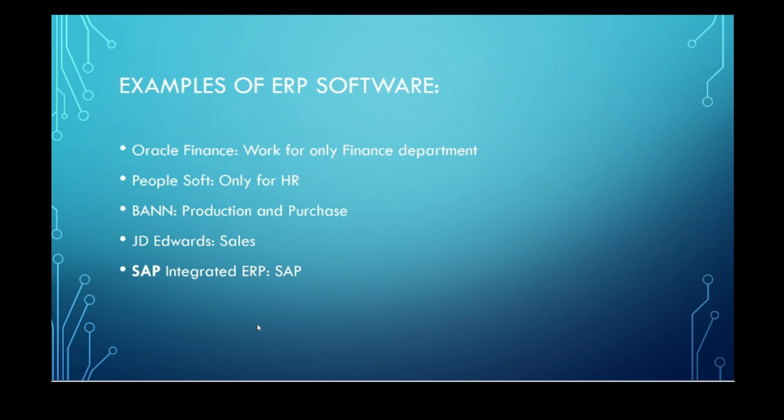So, for example, if we take any organization, they implemented Oracle Finance for the finance department, PeopleSoft for the HR department, and BAN for production and purchase. For the sales department, they implemented JD Edwards. So at that time, what will happen? Again, we are coming into a decentralized system. They are maintaining individual departments.